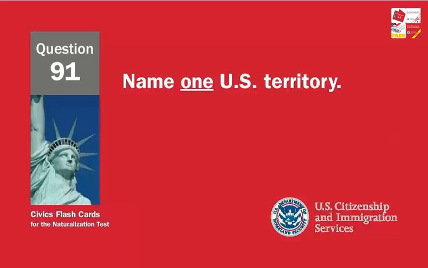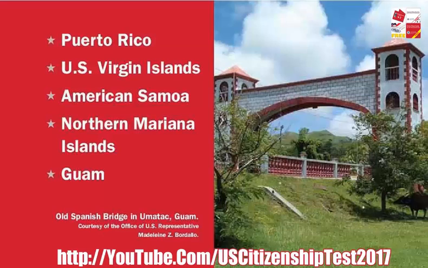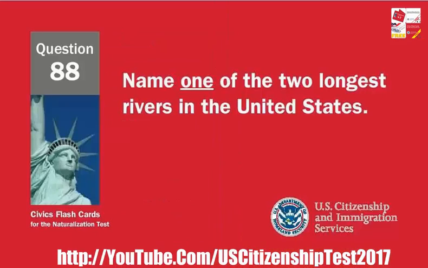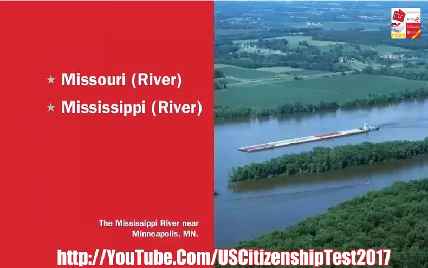Name 1 U.S. territory. Puerto Rico. U.S. Virgin Islands. American Samoa. Northern Mariana Islands. Guam. Name 1 of the 2 longest rivers in the United States. Missouri River. Mississippi River.